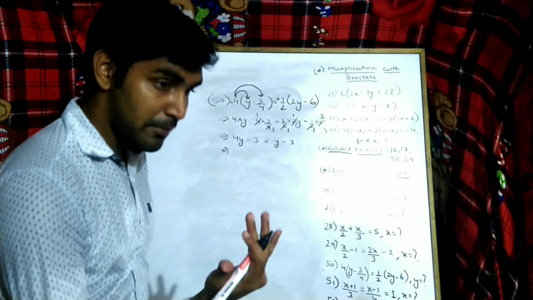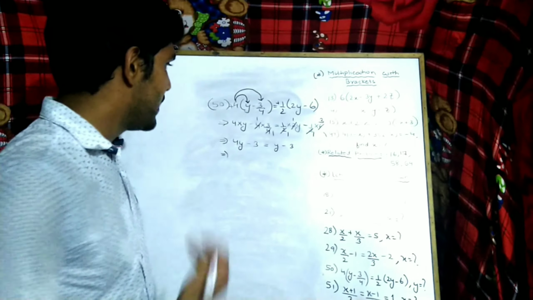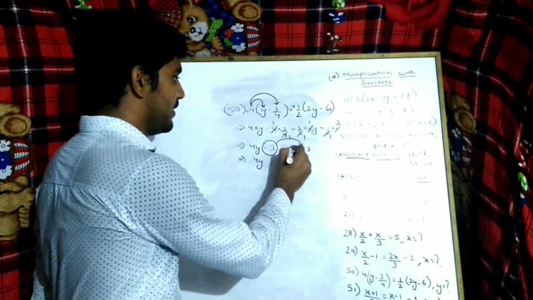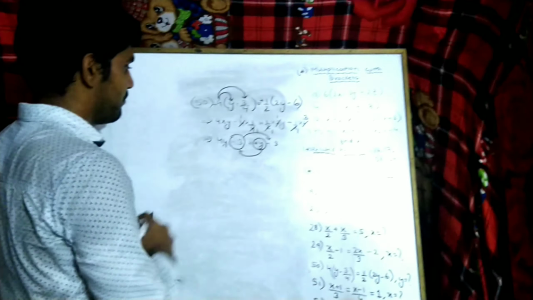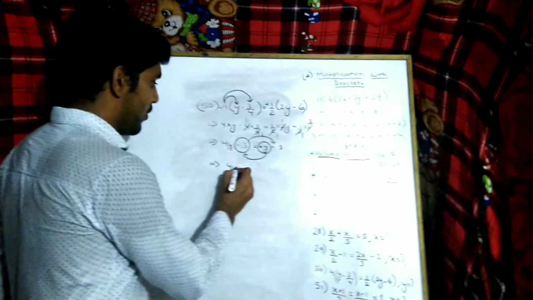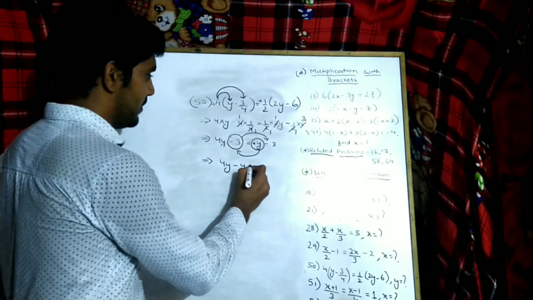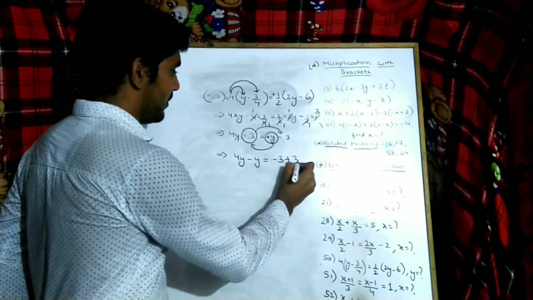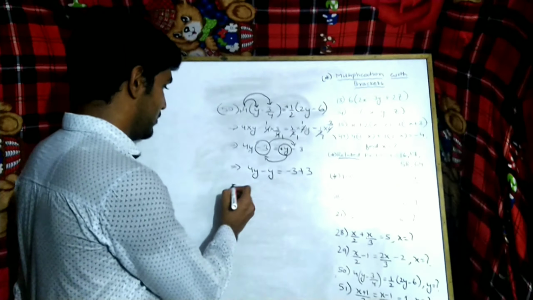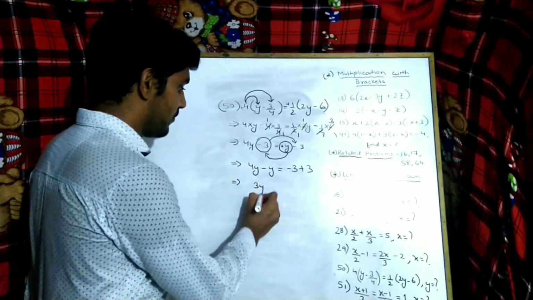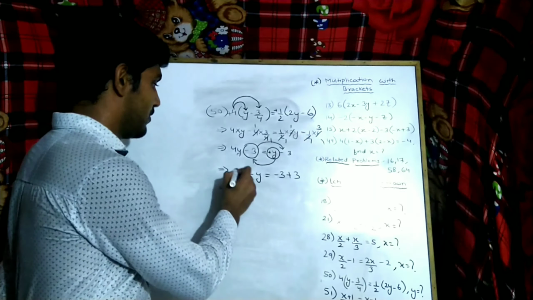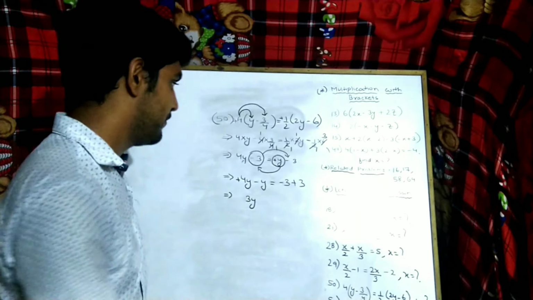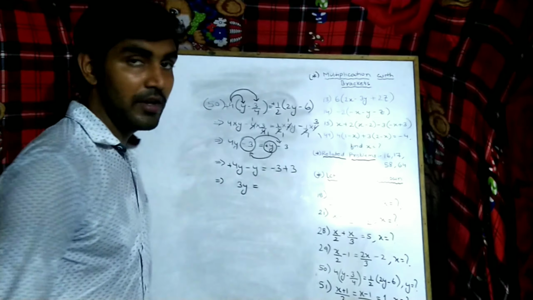Now I said variables, remember variables always one side and numbers in one side. 4y, I will send this minus that side, and this plus 1 goes that side. Now 4y minus y is equal to minus 3 plus 3. Okay. Now 4y minus y will be 3y, because plus minus will be minus.